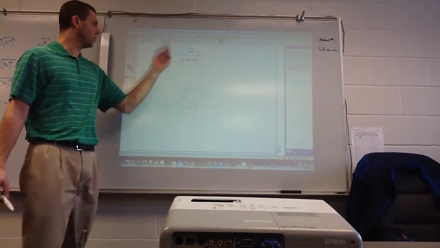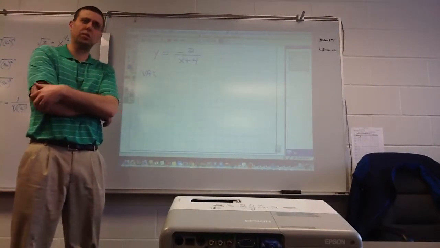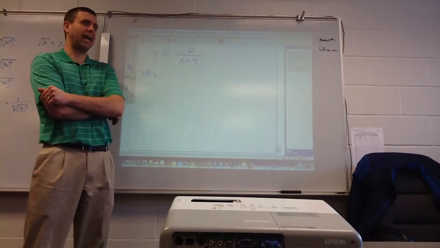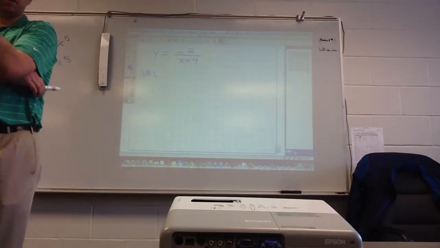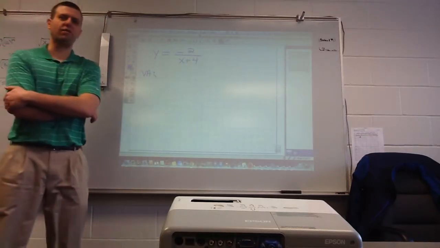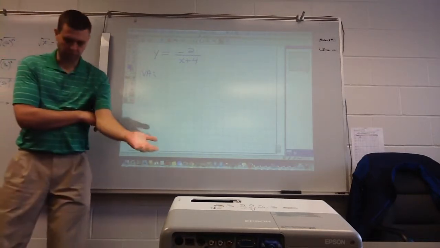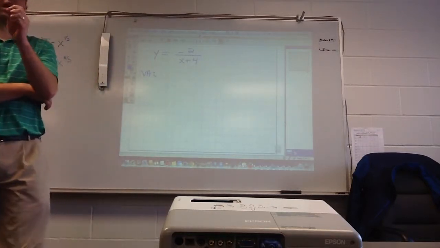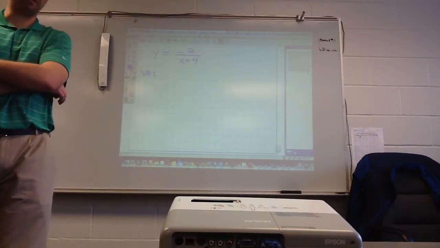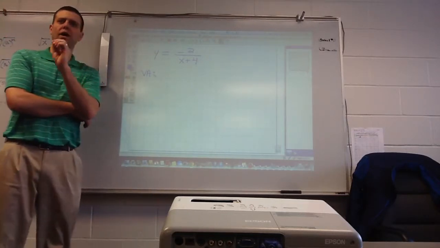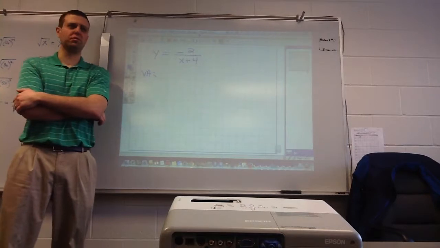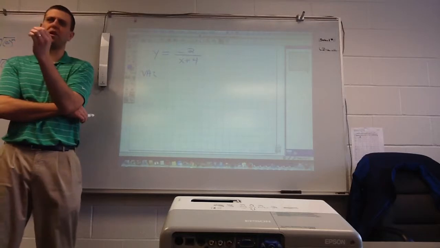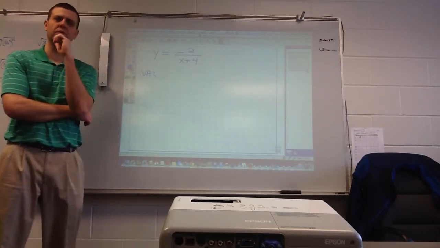Okay, so y equals -2 over x plus 4, that is a rational function. Rational, like fractional, okay? In a fraction, what number can you never have in your denominator? 0. Therefore, what x value would make our denominator equal 0? -4. Therefore, what occurs at x equal to -4? A vertical asymptote. A vertical asymptote occurs at whatever x value makes the denominator equal 0.